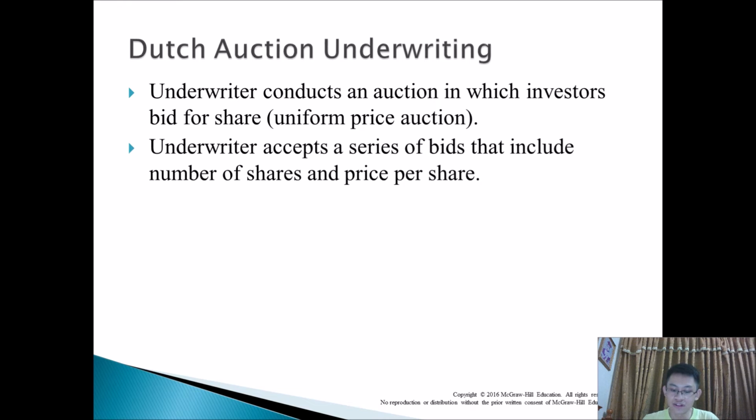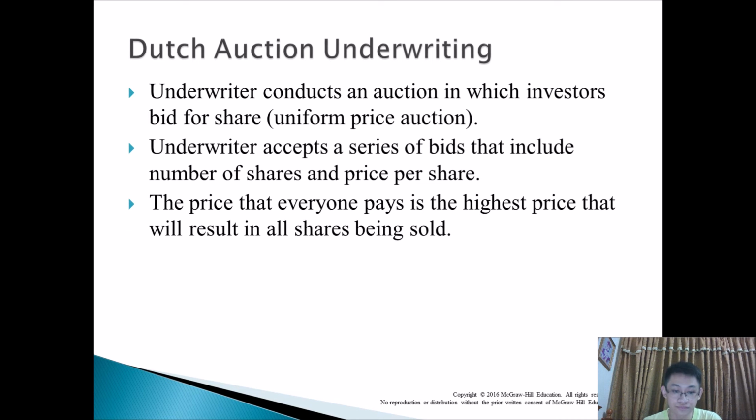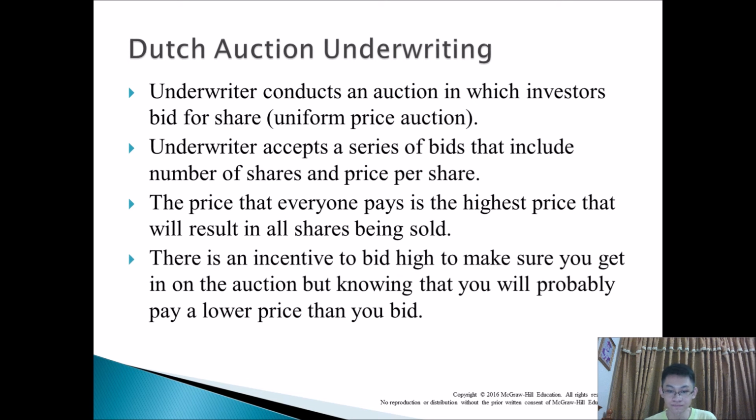This approach is relatively new in the IPO market and has not been widely used there, but it is very common in the bond markets. The price that everyone pays is the highest price that will result in the issued shares being sold, and if the amount of buyers for each share exceeds the amount of shares that they have, there will have to be some sort of allocation. There is also an incentive to bid high to make sure that you get in on the auction, but you know that you will probably pay a lower price than the price you actually bid.